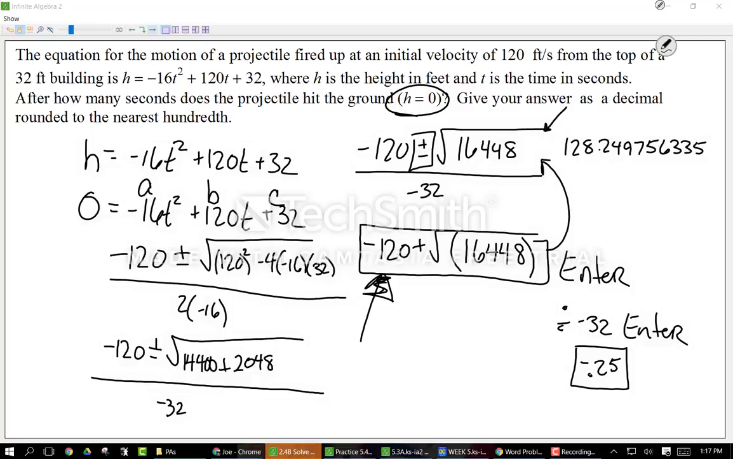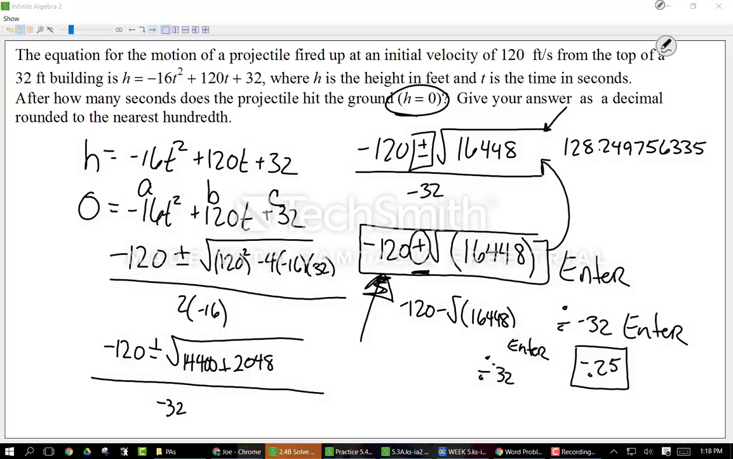Now what we're going to do is go back up to this point here, whether you have to retype it or you can just go up and change the sign. You're going to change this plus sign to a minus sign. So it's negative 120 minus the square root, open parentheses, 16448, close, enter. Then whatever you get, you're going to hit divide by negative 32, and you're going to get some other value. And you're going to get 7.757804 and so on.